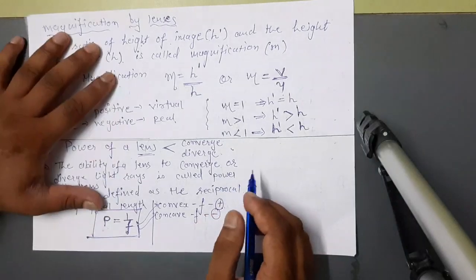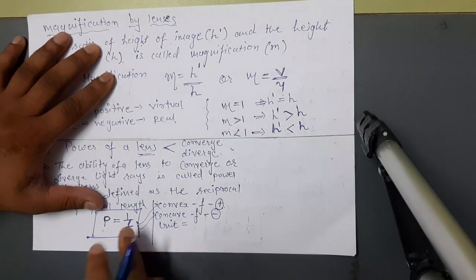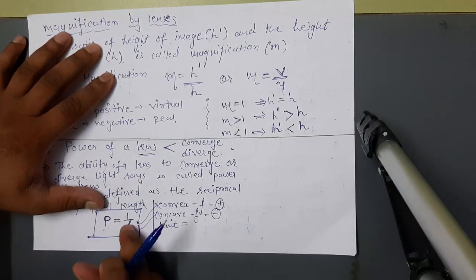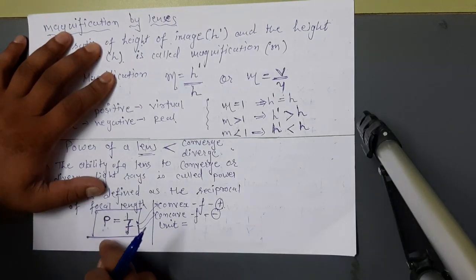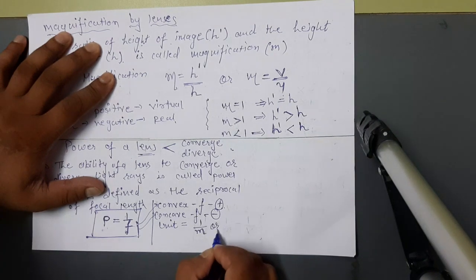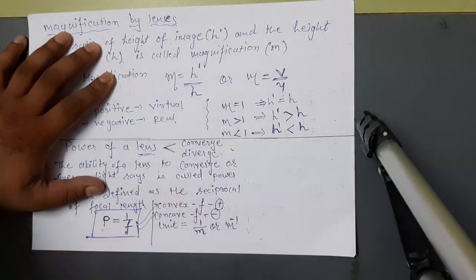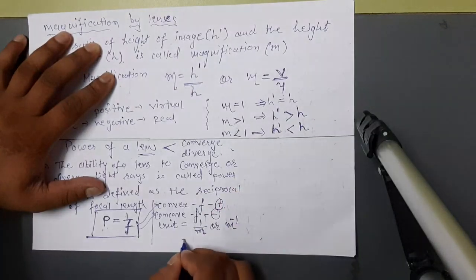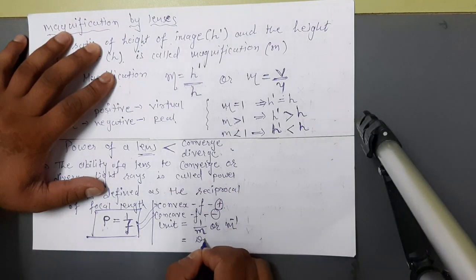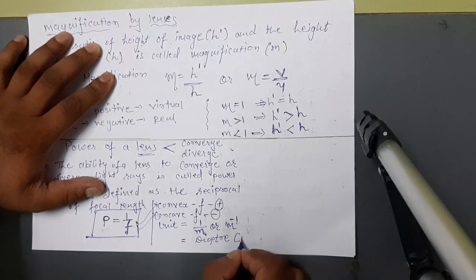Now what will be the unit of this? It is also very simple. Focal length is a length, so it is measured in meter. So here we can have its unit like 1 upon meter, or we can also write it as meter inverse. If it is in centimeter, then centimeter inverse. And this is also called diopter, which is noted as D.